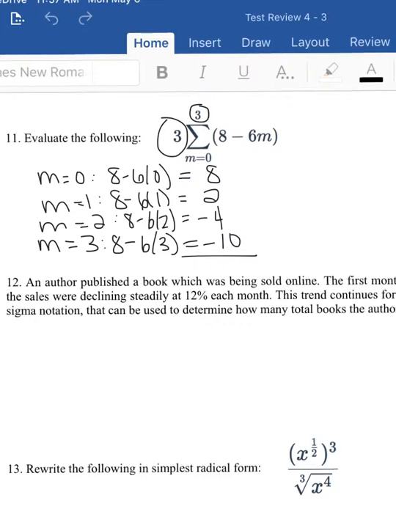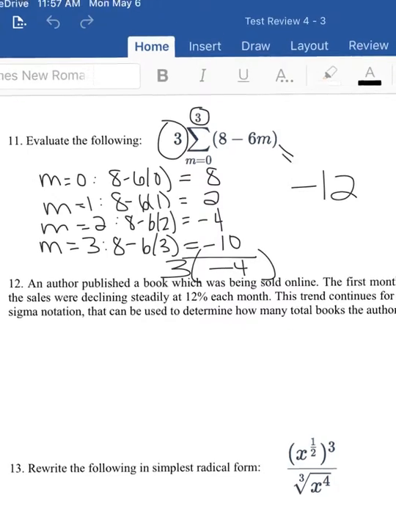I add all of these together, and I get negative 4, and then I still multiply that by the 3. So 3 times negative 4 gives me negative 12. So this is equal to negative 12.